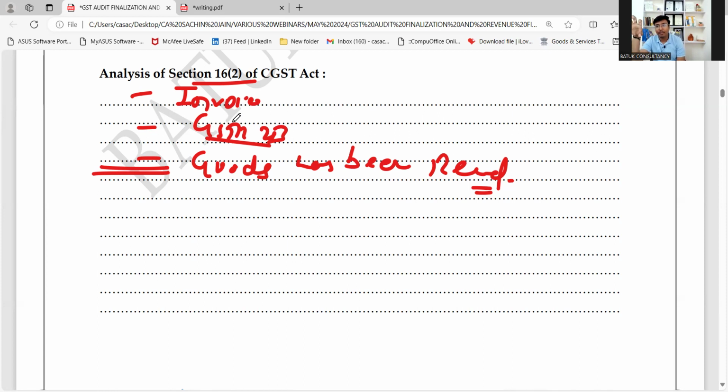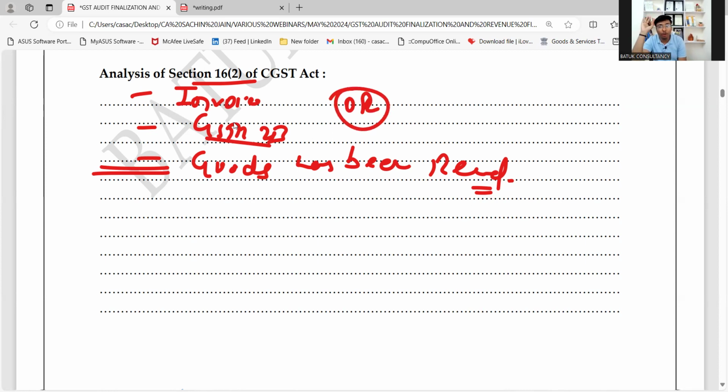So we just need to understand that this is not something inserted through a circular which can be overridden. This is the specific thing which is mentioned in the section itself. So we need to be very careful that only when you have received the goods will you be eligible to claim the input tax credit, because there is no condition here that you can follow any one condition. Is that okay?